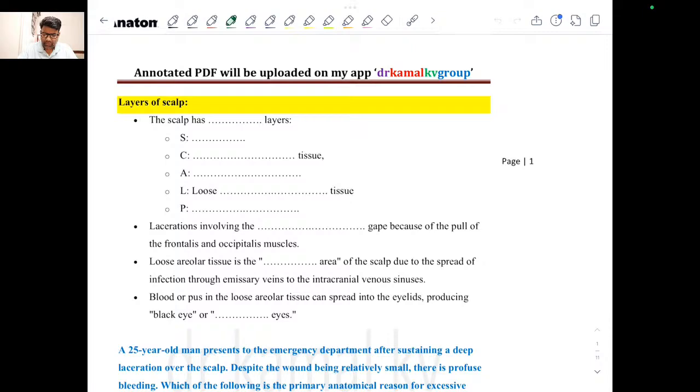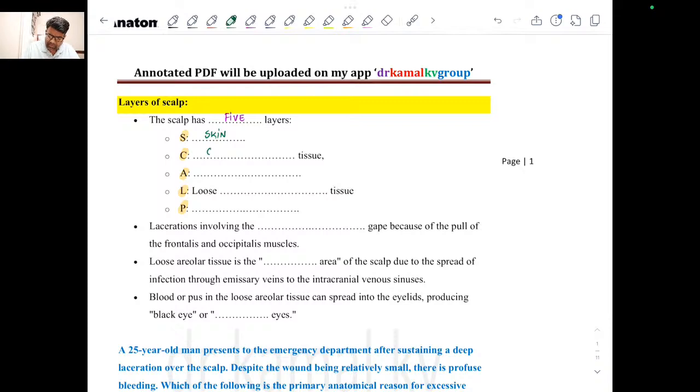Now, one of the important topics which is very frequently asked is layers of scalp. I think most of you must be knowing that in a scalp there are 5 layers, and the mnemonic is scalp itself. So SCALP. Now what is S? S is the outermost, that is skin.